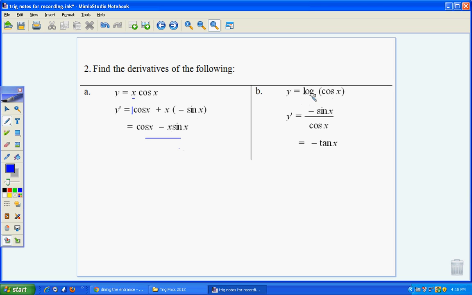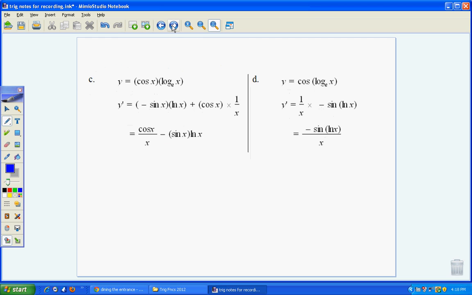This one is taking log of a function. Now we know the derivative of a log function is the derivative of the function over the function. So the derivative of cos is minus sine. So there's the derivative over the function cos x. Sine on cos can be written as tan x, so we can simplify it that way.